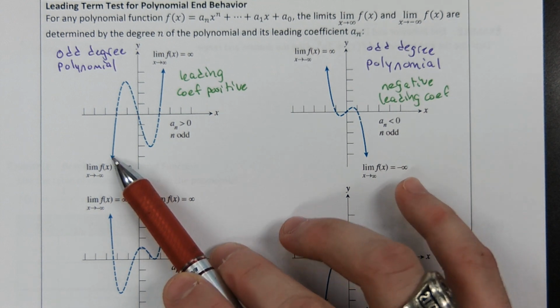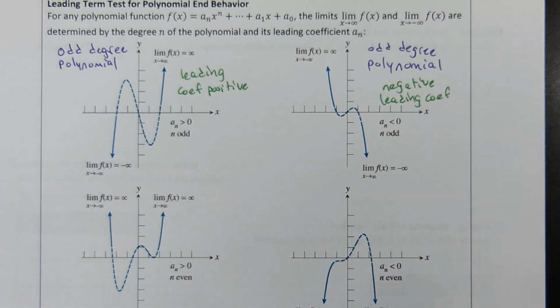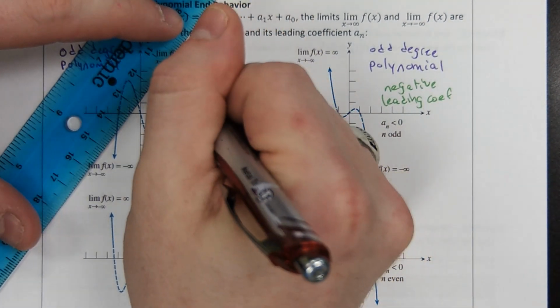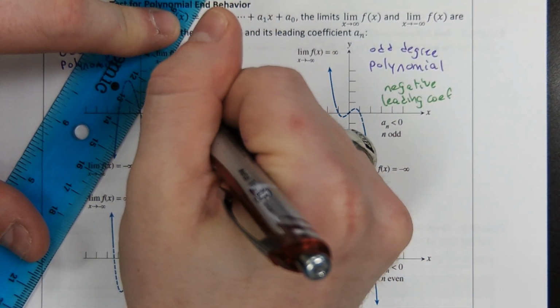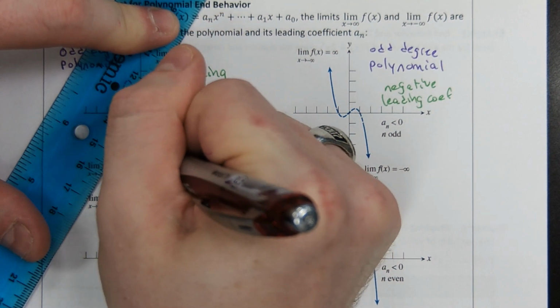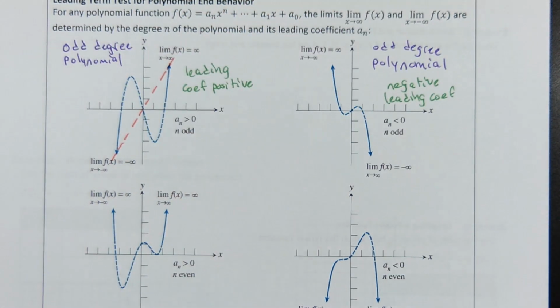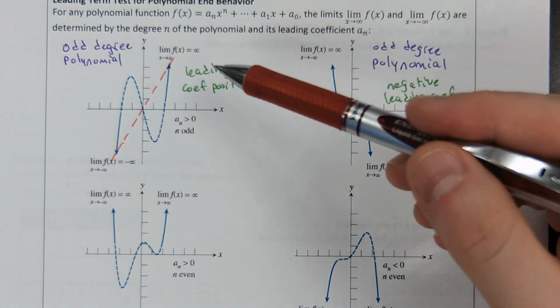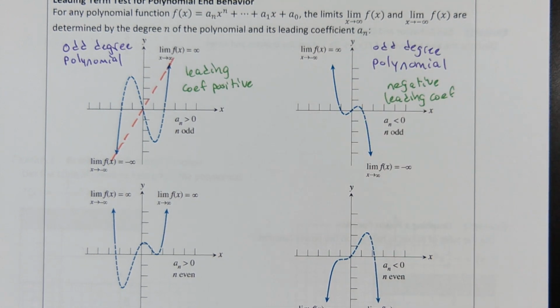It's an overall upwards trip. Basically, if you wanted to imagine connecting the arrows with a line, does that line have a positive slope or a negative slope? Positive slope. Positive leading coefficient. We call this the average rate of change, the average slope of this graph. The average slope is positive.